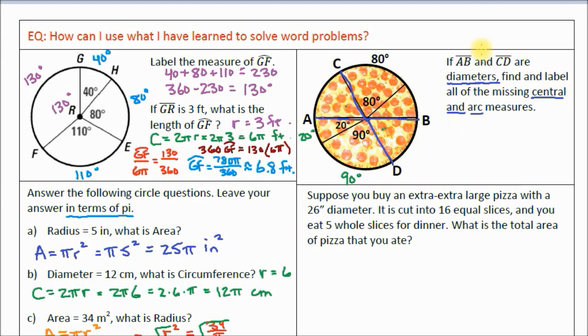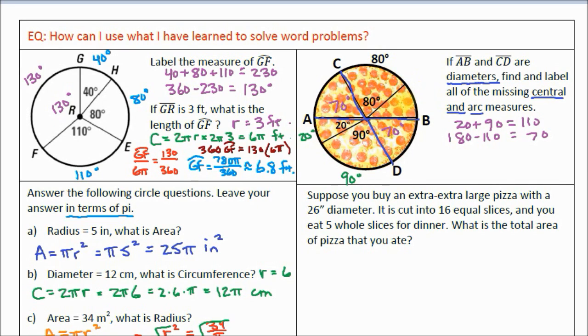So I'm going to go ahead and add 20 plus 90. I've got 110 degrees. 180 minus 110 equals 70. So I know this is 70 degrees, since I know this is a vertical angle. You could also figure it out the same way: 20 plus 90 is 110. These three angles add up to 180 because CD is a diameter. So this must also be 70.